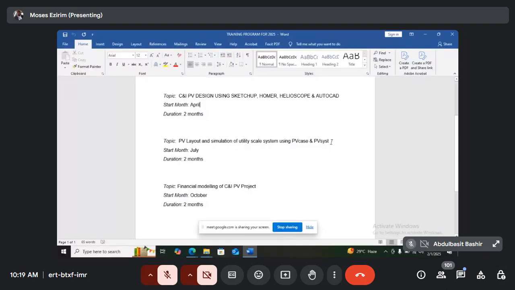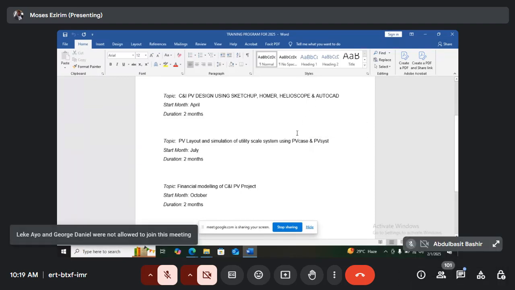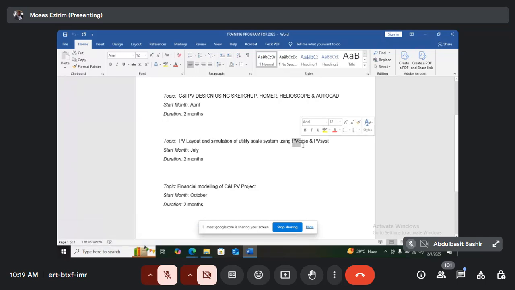Now, PVKs is another awesome design. The reason why you must know AutoCAD is because without AutoCAD, you can't know PVKs. PVKs is a plugin in AutoCAD, all right? So that's why we're going to be treating PVKs and PVCs. Once we are done with our PVKs layout, we can export to our PVCs. So that's why we're going to be looking at it.